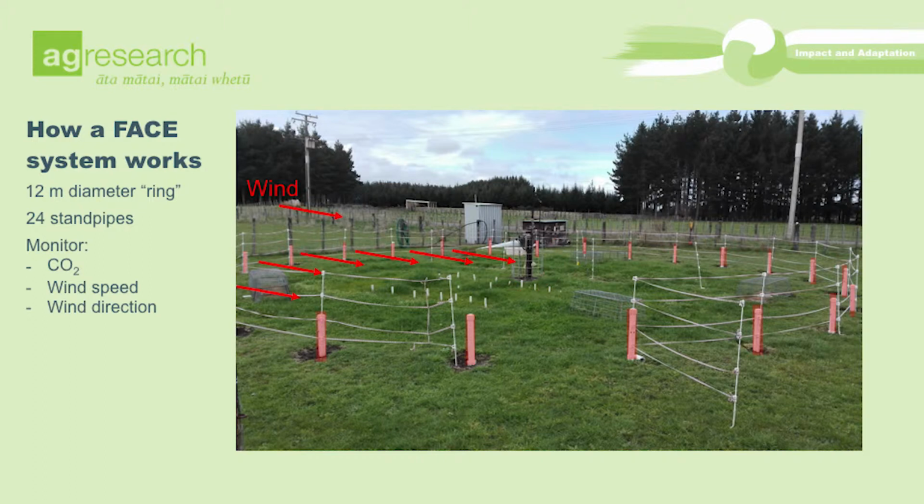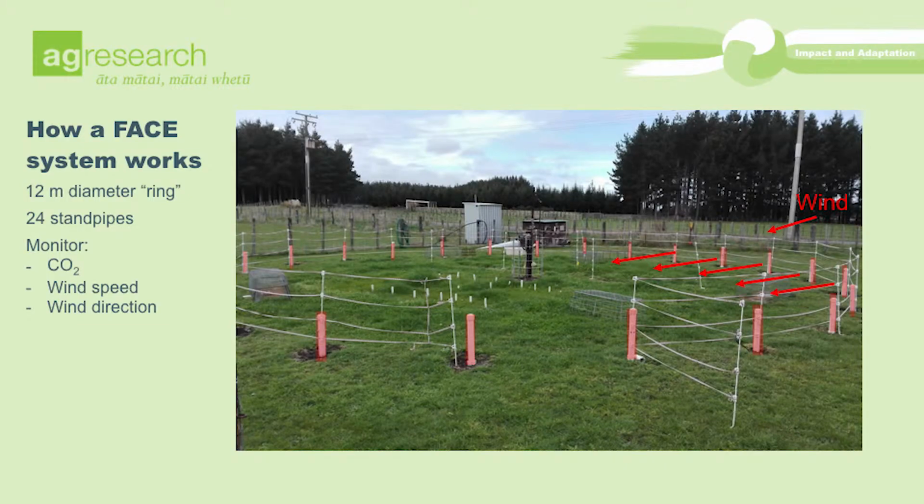If the wind is blowing from this direction, the valves in the upwind standpipes, which I've indicated there, will emit CO2. The other valves are all shut. Every 2 seconds, that information about CO2 level and the wind speed and direction is updated, and the computer will analyse the situation. If the wind changes direction, those first set will close and this new set will open and the CO2 blows across the ring.